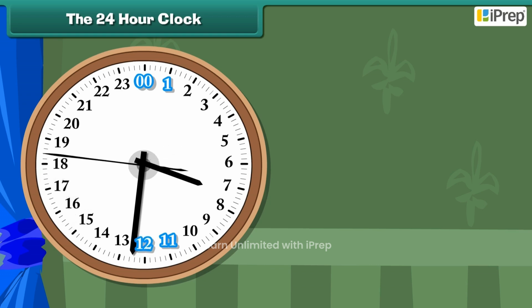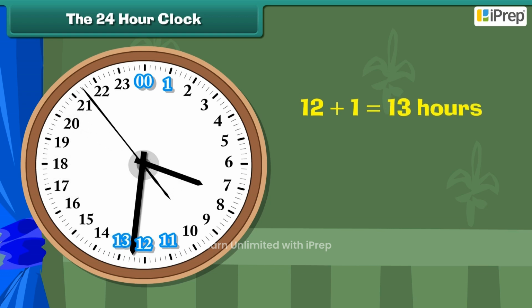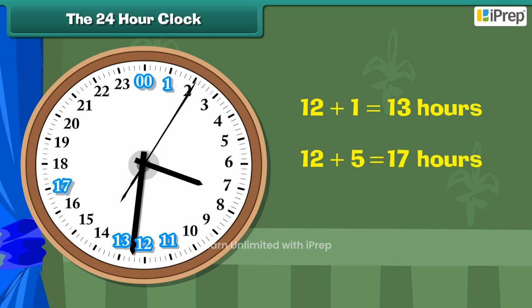1 o'clock in the afternoon is 12 plus 1, that is 13 hours. 5 o'clock in the evening is 12 plus 5, that is 17 hours. 9 o'clock in the night is 12 plus 9, that is 21 hours.